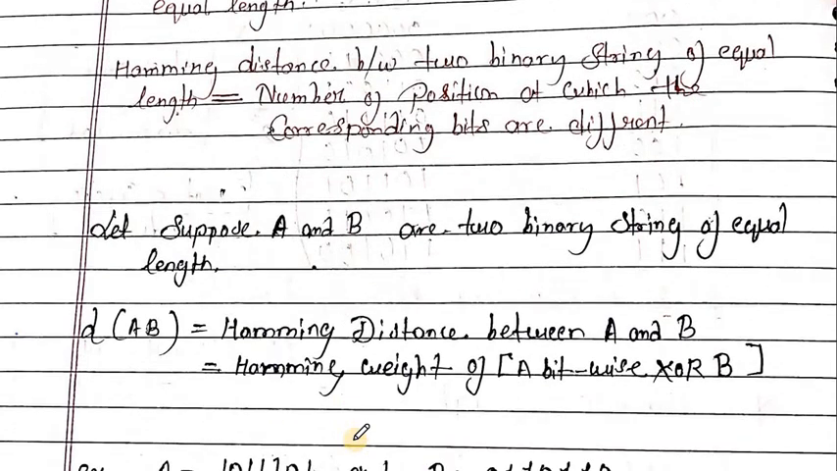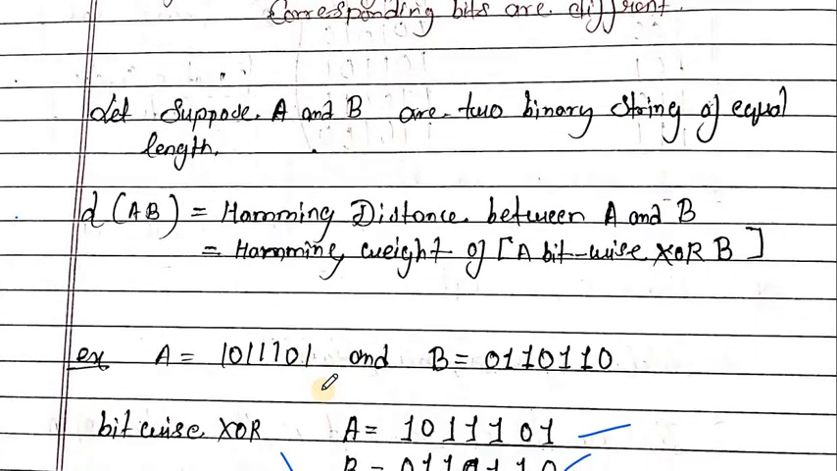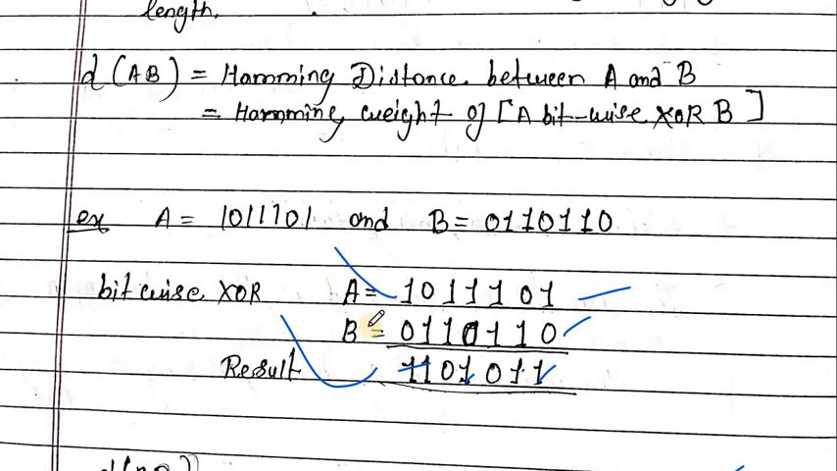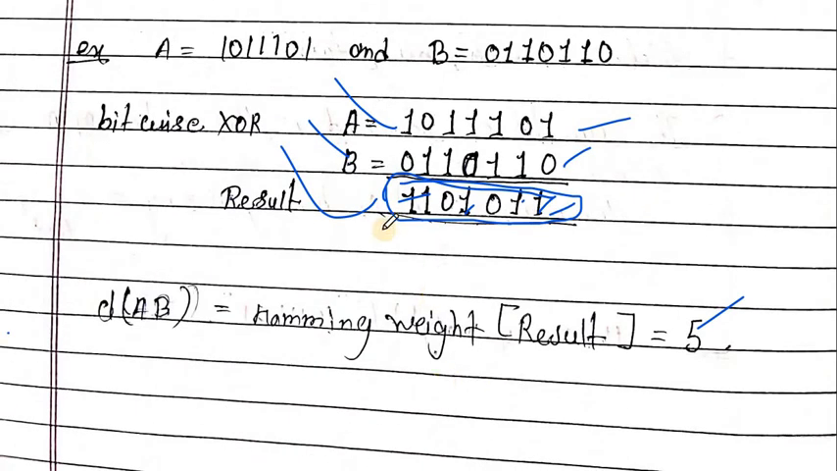Now the Hamming distance. If we have 2 binary strings of equal length and take the bitwise XOR of these 2 strings, we get another binary string of the same length. The Hamming bit of that resulting string is called the Hamming distance. Here there are 5 ones, so the Hamming distance of that result string is 5.